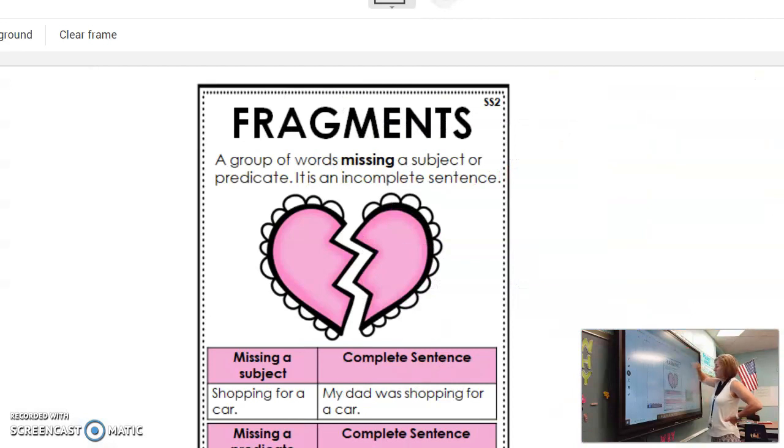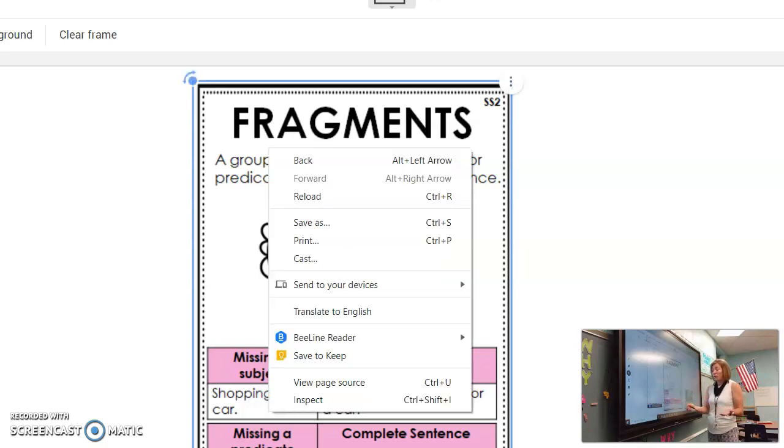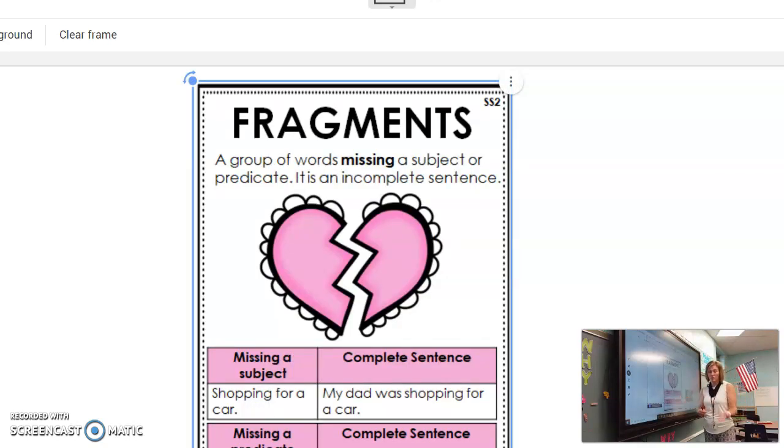And again, I apologize for the craziness of the boards. Fragments: a group of words missing a subject or a predicate. It's an incomplete sentence. Remember, we just said that you have to have a subject and a predicate. If you don't have both, then you've got a fragment. So if I look right here, shopping for a car, that's my predicate. They're doing something, but I don't know who, I don't know what. But if I add a subject, my dad, it now makes sense. My dad was shopping for a car.